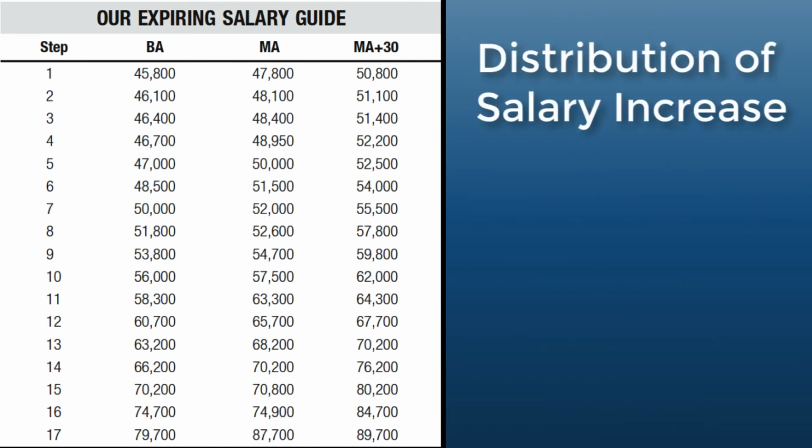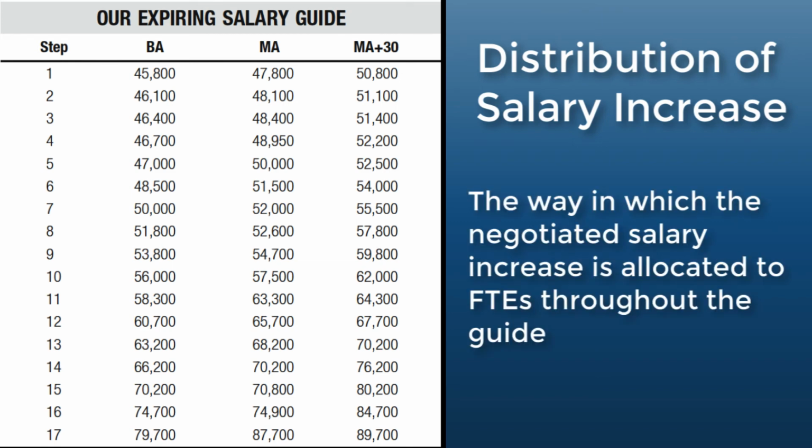The distribution of salary increase refers to the way in which the negotiated salary increase is allocated to FTEs throughout the guide. The increase may be distributed as a flat dollar amount for each FTE or a flat percentage amount, or by using some other approach that results in different amounts being granted to different FTEs on different steps of the guide.